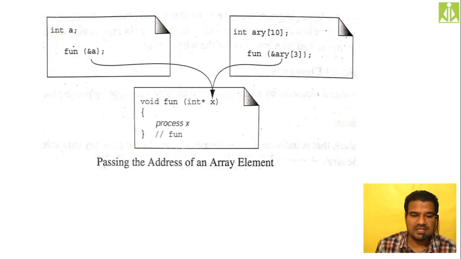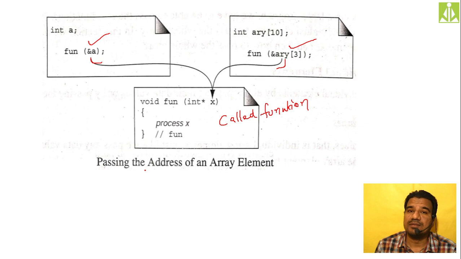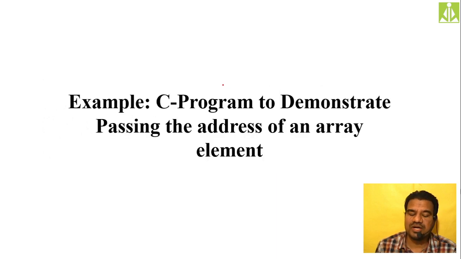See over here, passing the normal variable address and passing the individual element address from the array, both are the same. How you pass the normal variable address, in that same way you pass the individual element address from the array. And at the called function, you don't need to change anything. How you receive a normal variable address, in that same way we receive the individual element address from the array. Okay, so this is passing the address of an array element. What we are doing over here, we are passing the address of an individual element from the array. So we have demonstrated the program as well.